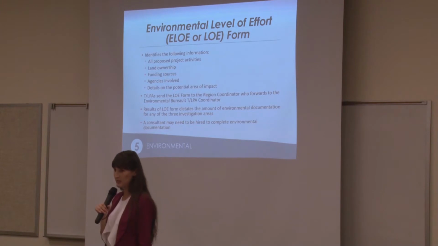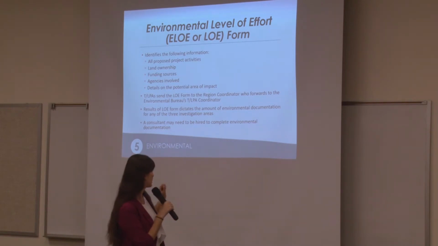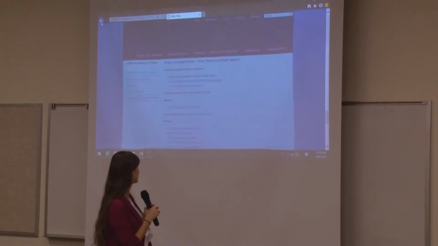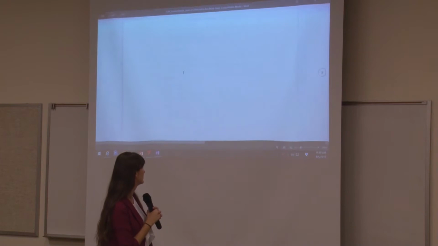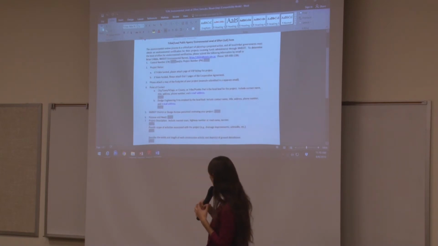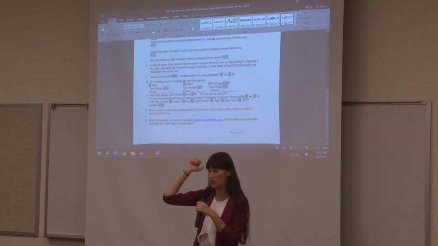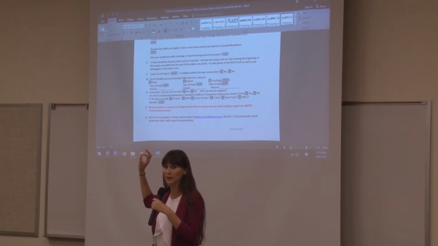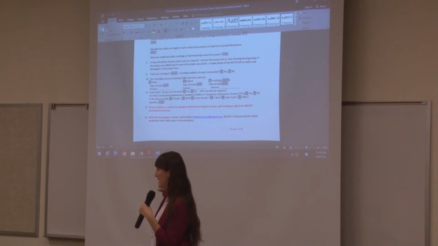The first thing that you need to do to start your environmental certification is an environmental level of effort form. And we're going to skip off the slide and jump over to our website and show you what that form looks like. Okay, so it's under the environmental chapter. Okay, so this is the environmental level of effort form. A lot of the information that goes on this form is found either in your scoping report or on your project prospectus form. So you probably already have all the information that you need to fill out this form. Don't reinvent the wheel. Okay, use the information that you already have to fill this out.